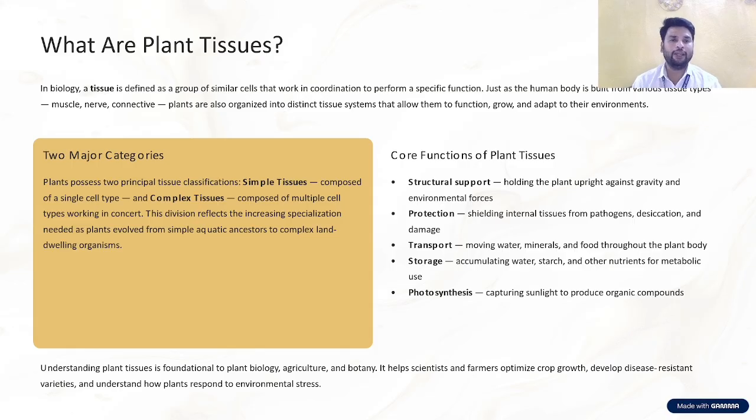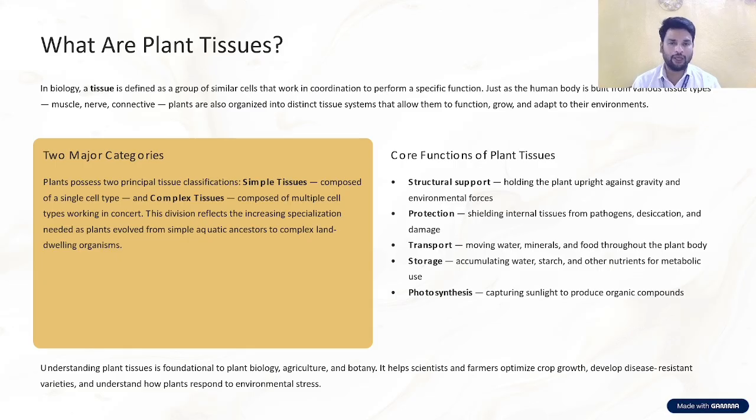Just as a human body is built from various tissue types like muscle, nerve, and connective, plants are also organized into distinct tissue systems that allow them to function, grow, and adapt to the environment. Okay, so there are two basic major categories under plant tissue. First one is simple tissue, composed of a single type of cell, and complex tissue, composed of multiple cell types working in concert. This division reflects the increasing specialization needed as plants evolved from simple aquatic ancestors to complex land-dwelling organisms.